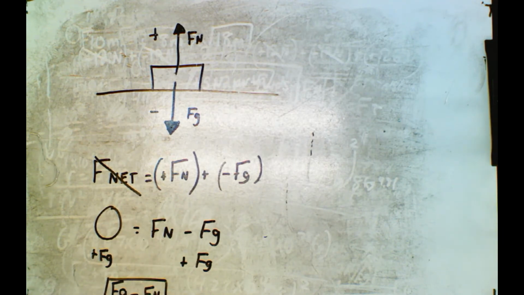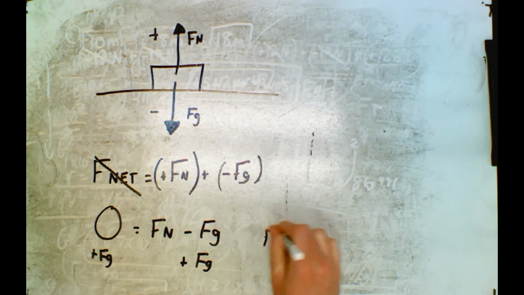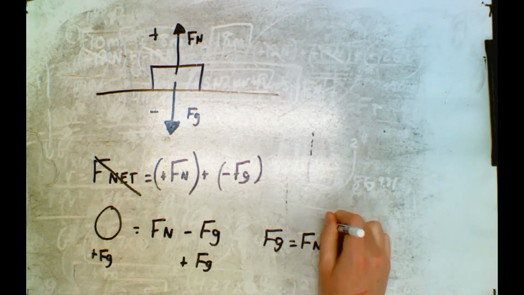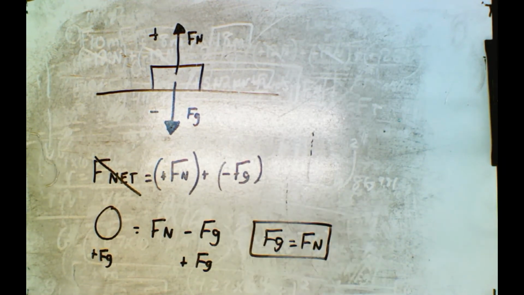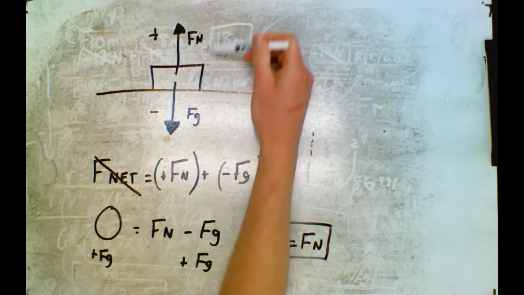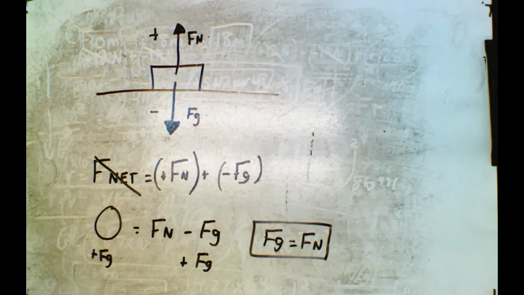Oops, that's a little bit off the screen. Force of gravity is equal to force normal. And that's what I'll always get when my FNET is 0. If my FNET is 0, these two forces have to cancel out, so they're always going to equal each other. Okay.